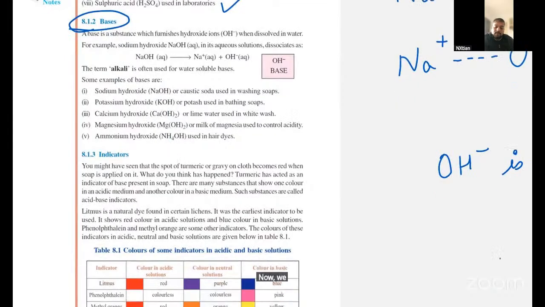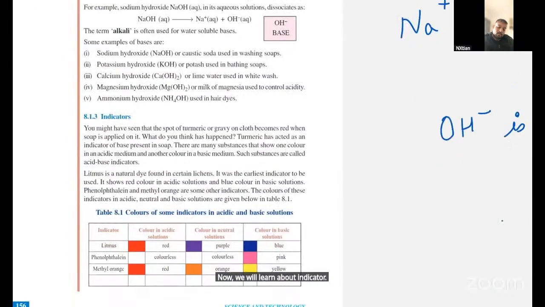Now we will learn about indicators. Indicators are the substances that indicate which one is acid and which one is base. They are always correct.